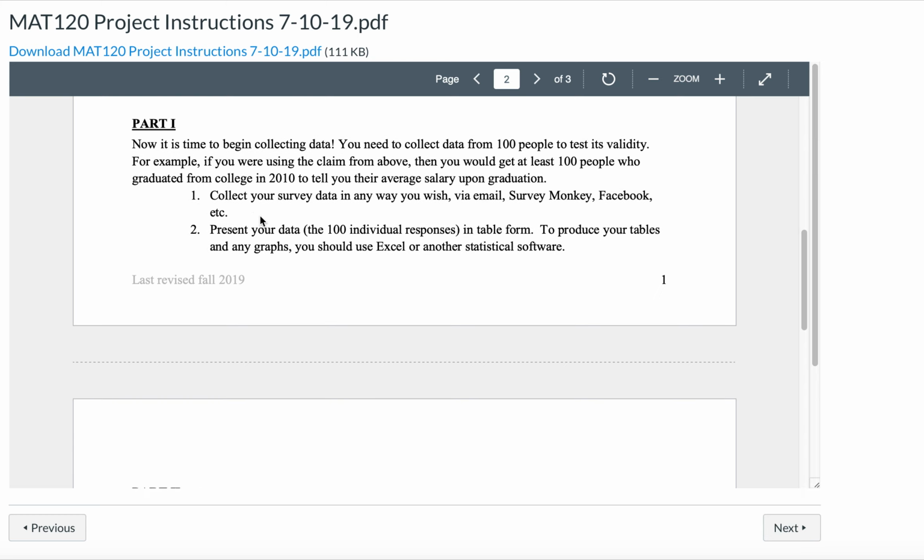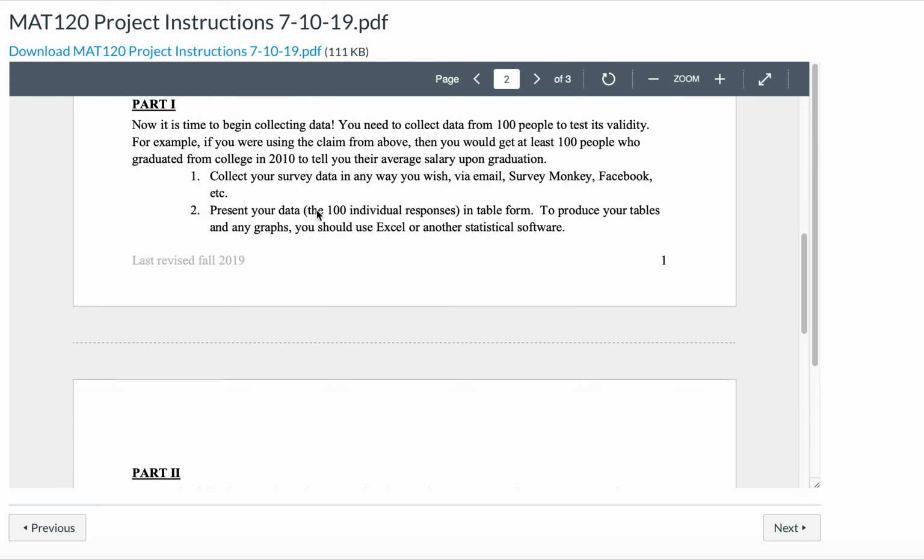So in part 1, what are you doing? You are presenting your data, all 100 responses in table form. To produce your tables, you should use Excel or any other software. Here's the thing, with Minitab, some of you have had issues exporting files. So you can make a table in Microsoft Word. You can do 100 rows and 3 columns if you have 3 questions. It might be easier to just create the table in Word.